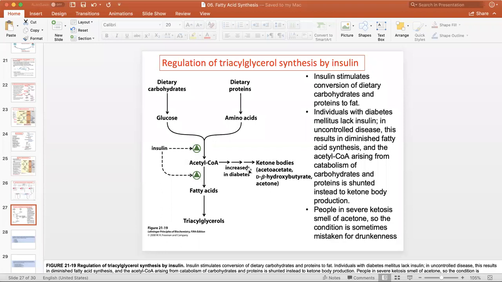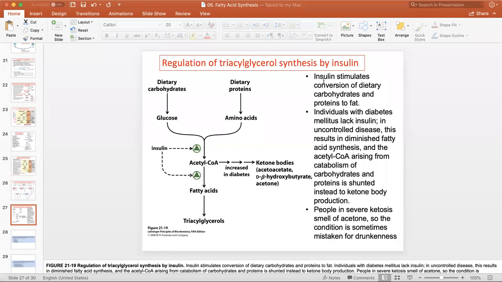What happens if we have a lot of ketone bodies? I think in the other lecture, like the fatty acid oxidation, you will discuss the different ketone bodies. One specific ketone, the intermediate, is your acetone, okay? Actually, one product, not the intermediate. One of the products is acetone, and acetone is a volatile compound. So this acetone will be breathed out, and people in severe ketosis smell of acetone. The condition is sometimes mistaken for drunkenness because of this increase in acetone. This has a fruity odor.